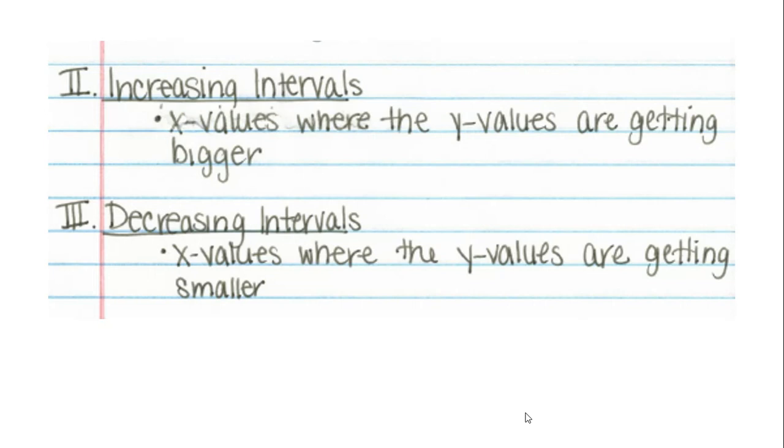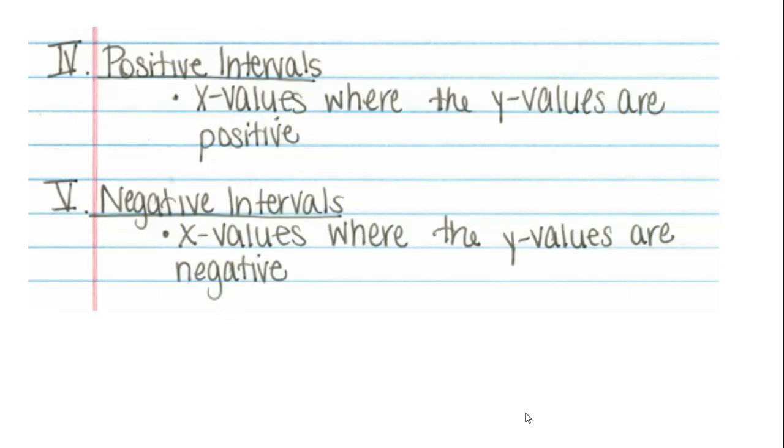Increasing intervals is when the x values where the y values are getting bigger, and the decreasing intervals are the x values where the y values are getting smaller. Positive intervals are the x values where the y values are positive, and the negative intervals are the x values where the y values are negative, and this depends strictly on the table. So you can't make a lot of assumptions about what's going on if the numbers aren't in the table.